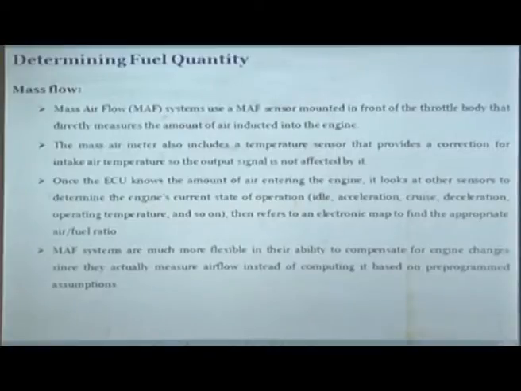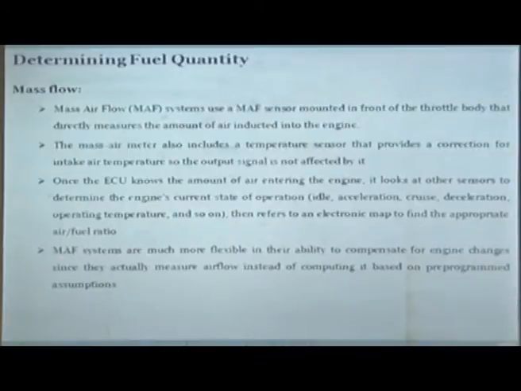So the mass flow rate system basically uses a mass airflow sensor, which is mounted in front of the throttle body, that directly measures the amount of air entering the engine. The air mass meter also includes a temperature sensor that provides a correction for the intake air temperature. Once the ECU knows the amount of air entering the system, it looks at other sensors to determine the engine's current state of operation, whether it is idling, accelerating, in cruise mode, deceleration mode, etc., and what is demanded from it by the driver. And then it refers to the electronic map to find an appropriate air to fuel ratio.